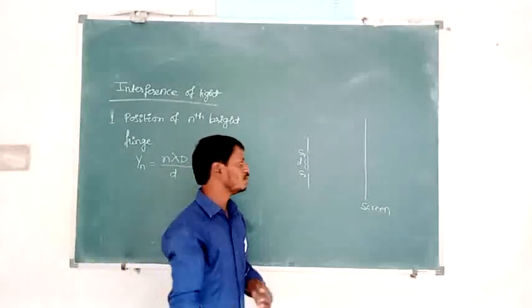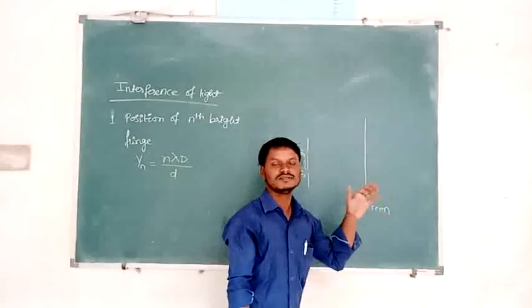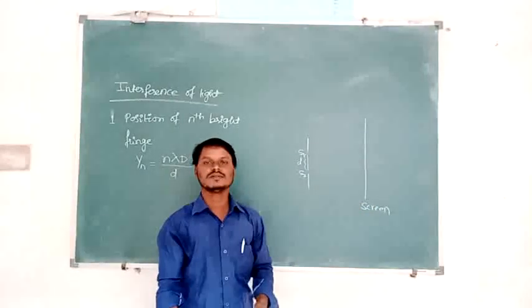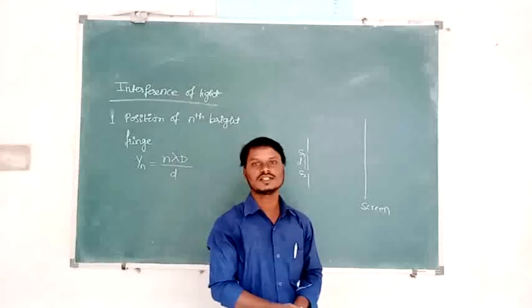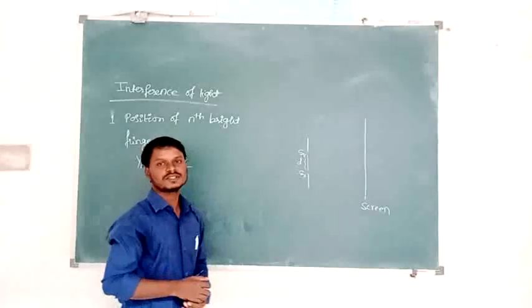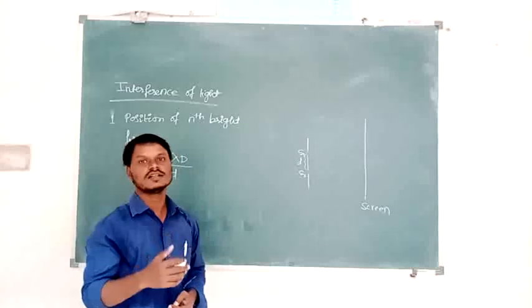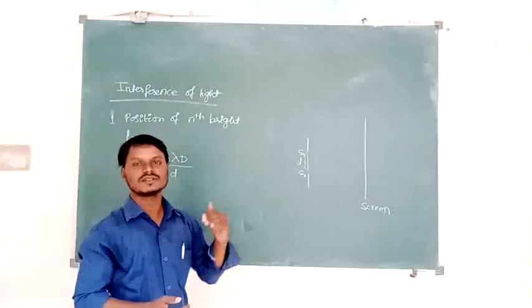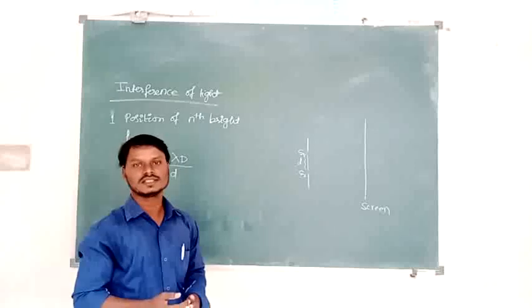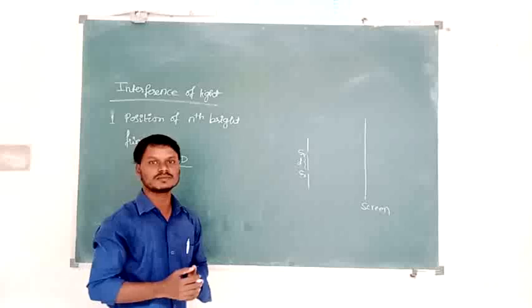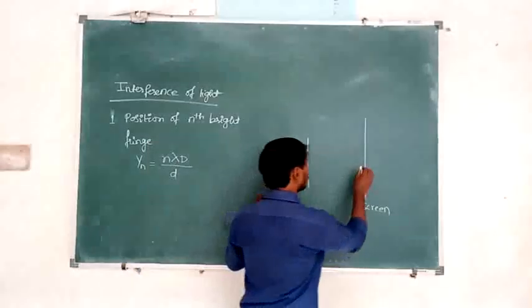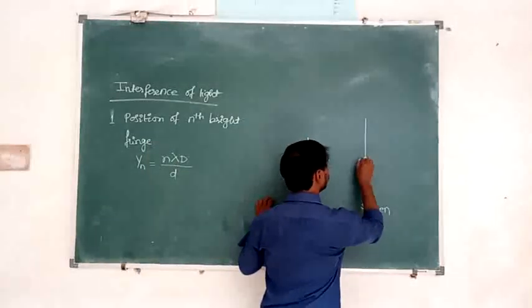A bright fringe will be formed on the screen only when the waves meet in phase, meaning crest falls on crest and trough falls on trough. A dark fringe will be formed when the waves meet out of phase, meaning crest falls on trough or trough falls on crest. Then which type of interference occurs? Destructive interference occurs.